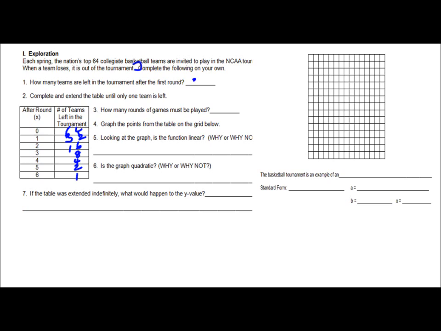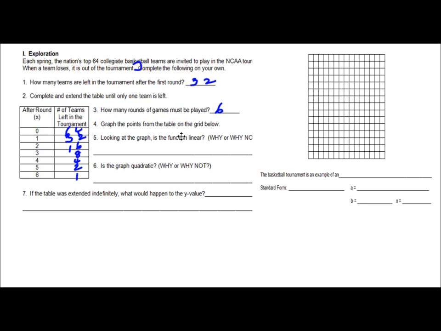So these questions are given to motivate you. How many teams are left in the tournament after the first round? 32. So now we completed this table. How many rounds of games must be played? See how many rounds have been played? There are about 6. So 6 rounds.